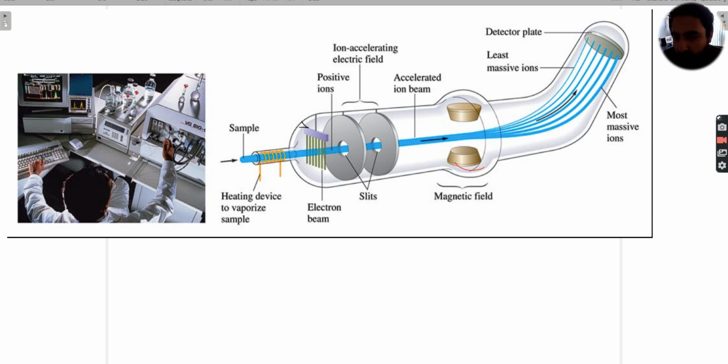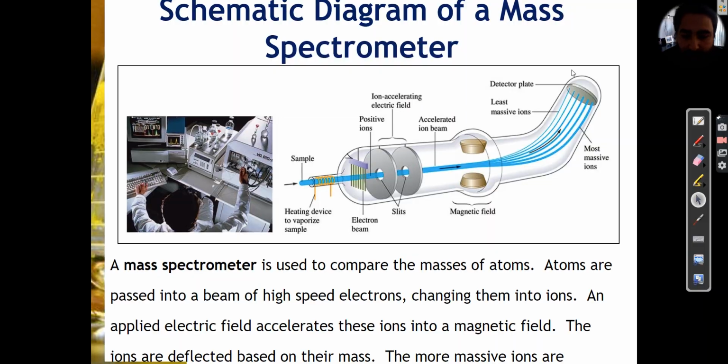So, a little review. It breaks apart the sample and ionizes it into a beam, so a beam that has a charge. It passes through a magnetic field, and that magnetic field is going to affect it based off the mass and the charge, and then that's it.